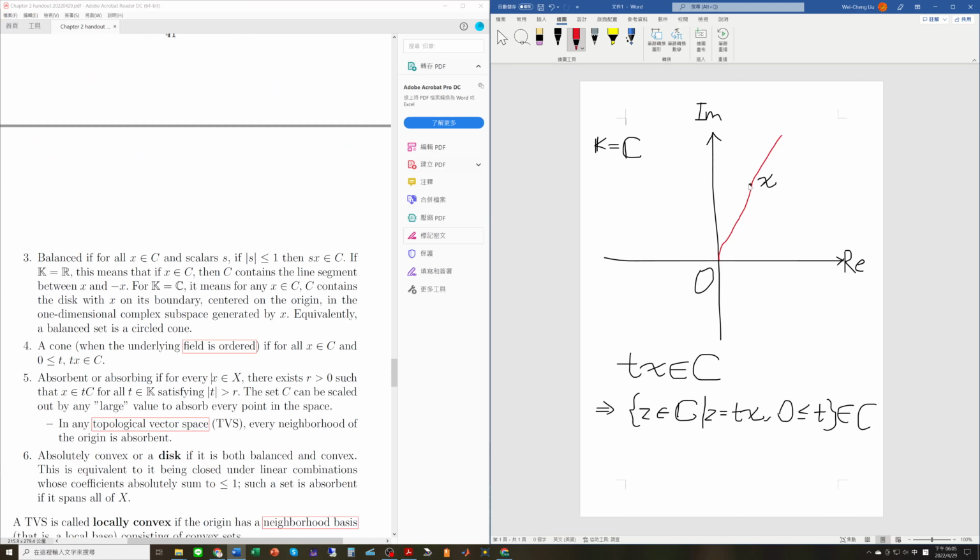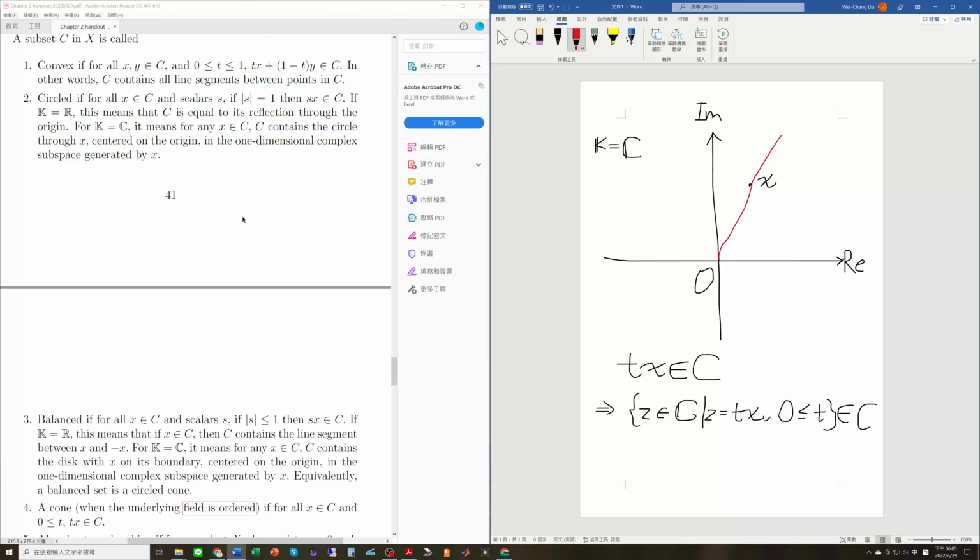So we can see that. Now what is the circled cone? If we want to make this cone circled, then we need to rotate this line segment with respect to the origin. So what is the result? The result is the whole complex number plane.